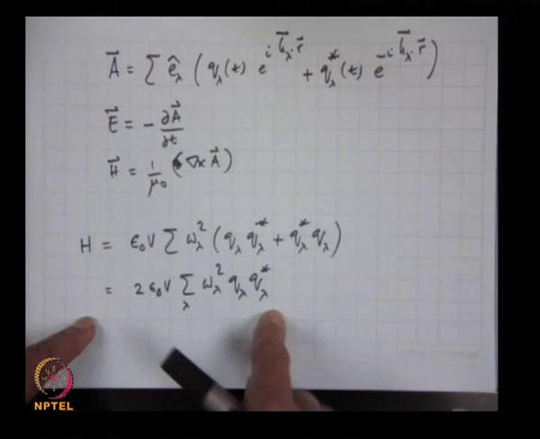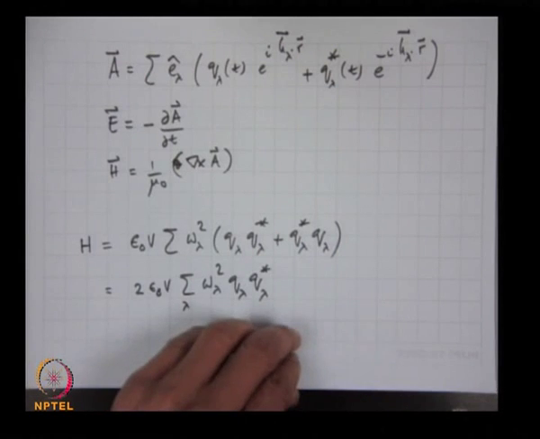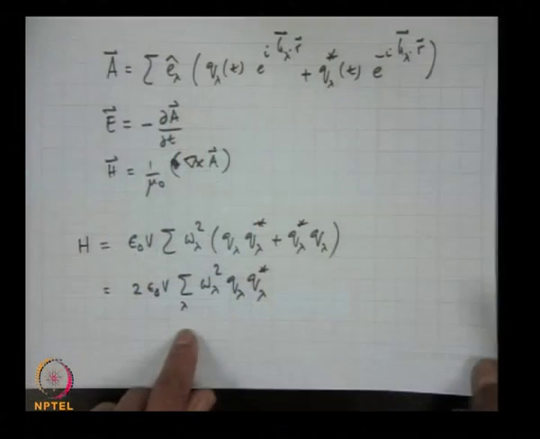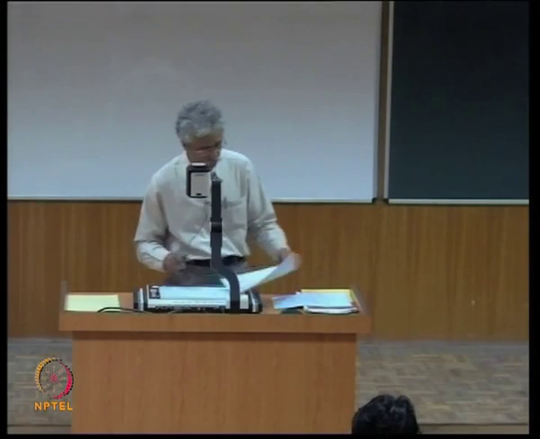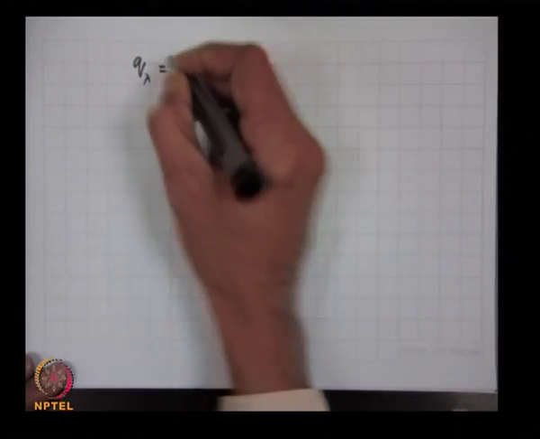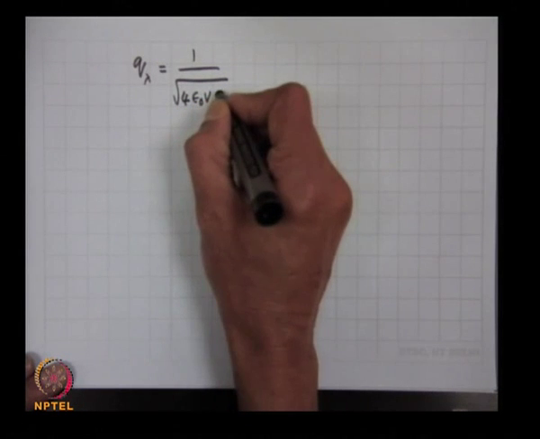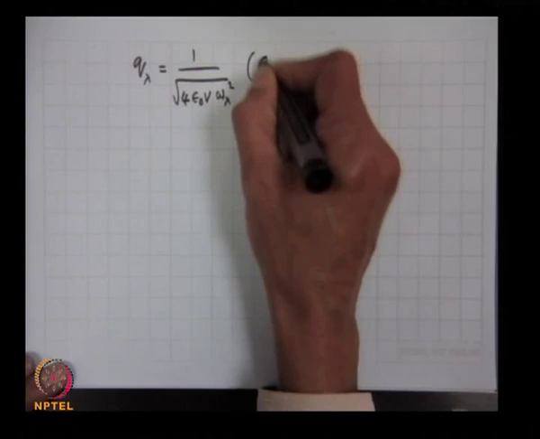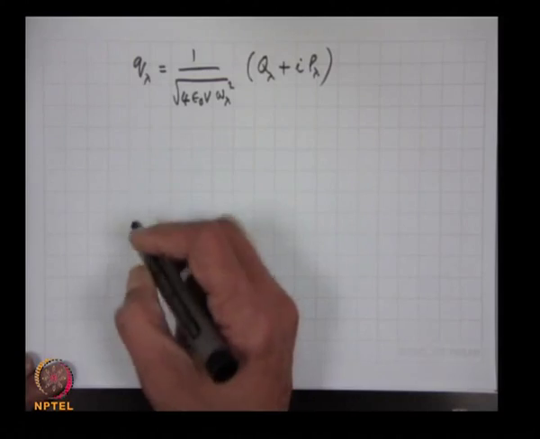So this again will become clear because I want to put this in a form which looks like a sum of harmonic oscillator kind of energy Hamiltonians. Now there is a little bit of very simple algebra, because to convert this into that form, I need to introduce some change of variables, and these are simply still classical equations. So I want to write, instead of q lambda, I introduce two new variables. Q lambda is equal to 1 by square root of 4 epsilon 0 V omega lambda squared, times omega lambda q lambda plus i p lambda.